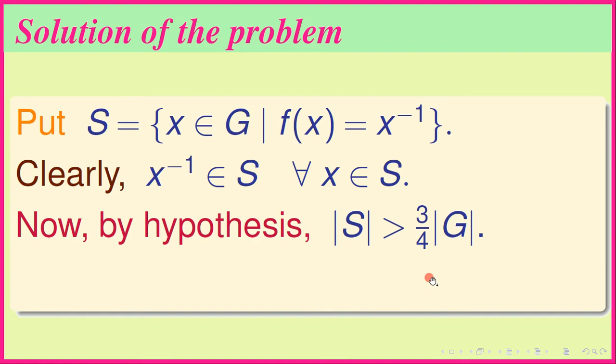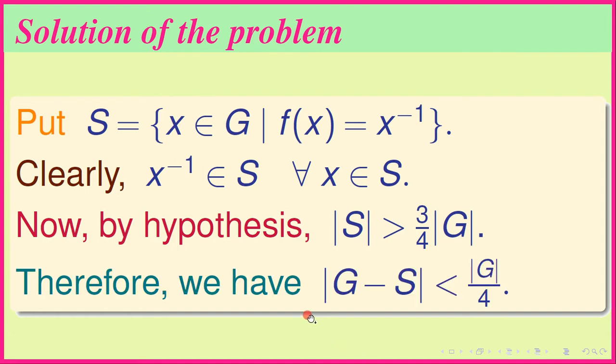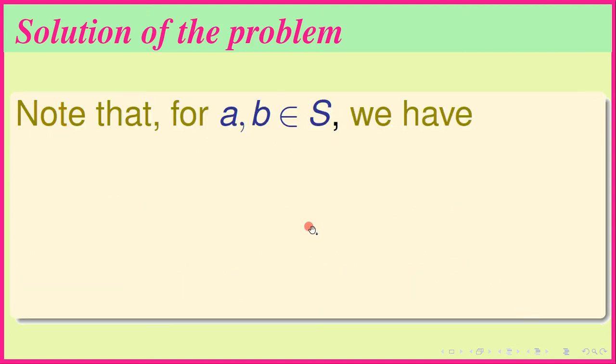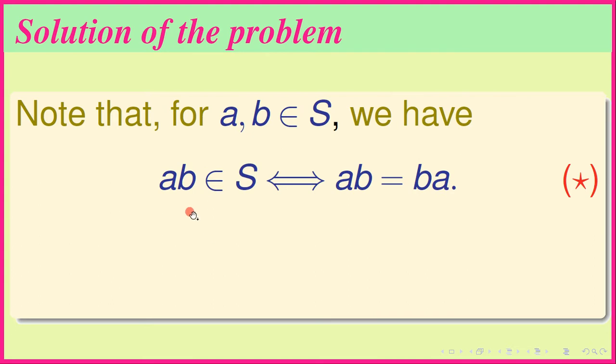Now by hypothesis, the size of S is greater than 3/4 of the size of G. Therefore, the size of the complement of S in G is less than 1/4 of the size of G. Note that if a, b are any two elements of S, then the product ab belongs to S if and only if a and b commute with each other.